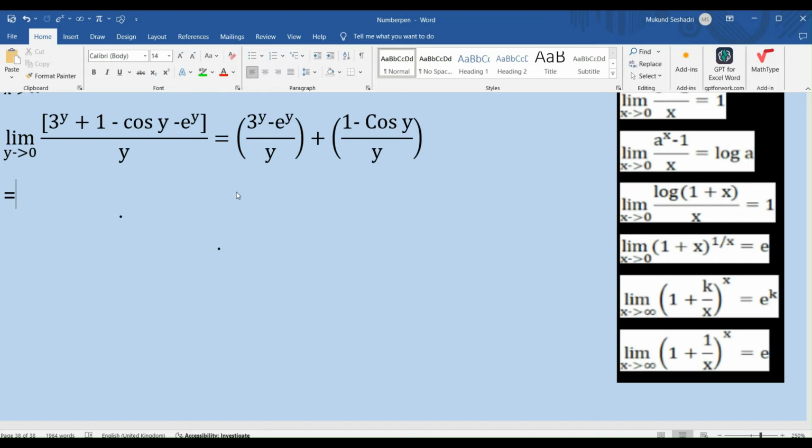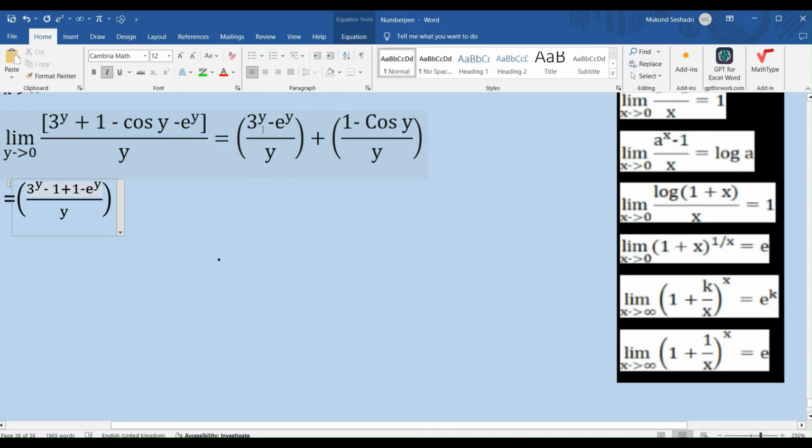But for the first part of the problem, which is 3 to the power y minus e to the power y divided by y, let's rewrite that. I'm going to do something similar to what we did in one of the earlier problems, right? We do it as minus 1 plus 1 and minus e to the power y. So let's pick up the green part of the problem. The yellow part of the problem, we're not going to go about solving it. For now, we know that the answer to the yellow part of it is 0.